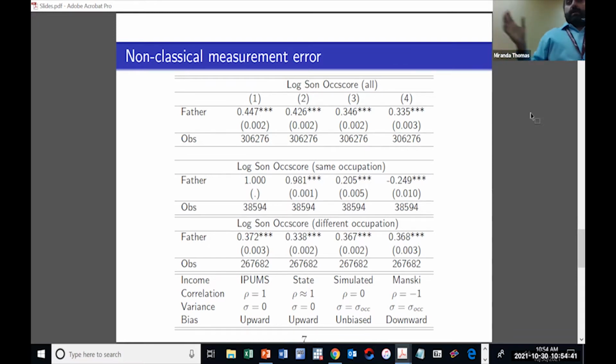Okay. If you think about a sample in which you may have 60% of your sample being father and son with the same occupation, what does it mean? That means that when the correlation for different occupations is 0, your total estimate is going to be 0.6. When the correlation for different occupations is 0.5, then your total estimate is going to be 0.8.